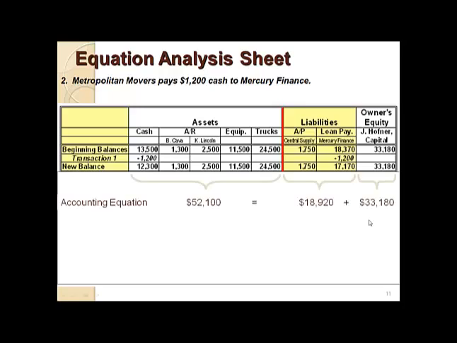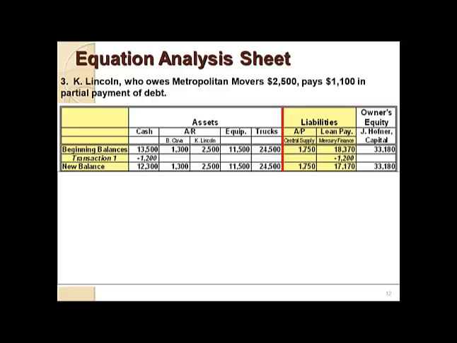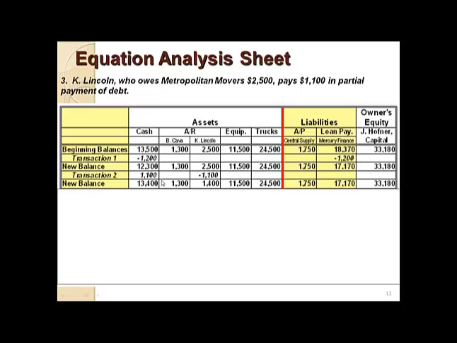$17,170. The next transaction reads, Kay Lincoln, who owes Metropolitan Movers $2,500, pays $1,100 in partial payment of debt. This means that Kay Lincoln is giving us $1,100 of the money that he owes us. The transaction will be recorded as so. Transaction 2 will be written, and then our cash is going to be increased by $1,100 because we're receiving that money, and Kay Lincoln's account will be decreased by $1,100 because he's paying us that money.